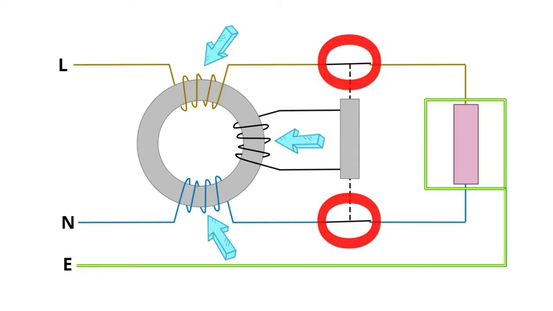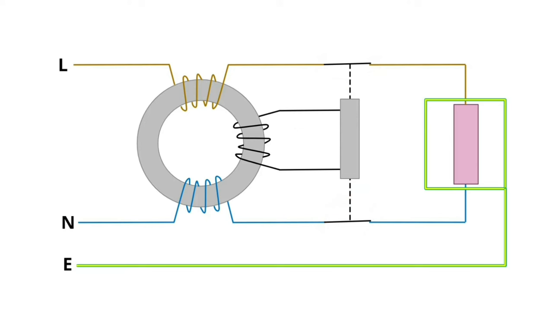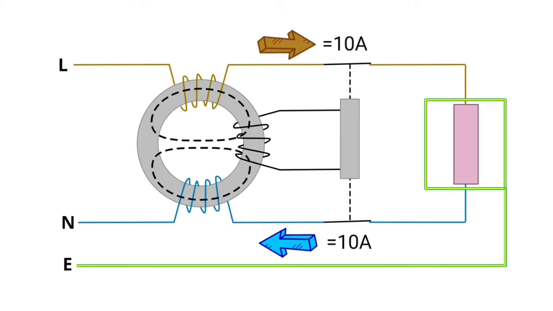Now, when the circuit is healthy, the current passes through the line and the same amount of current comes back down the neutral again. As the current passes through the coil around the core, it generates a magnetic field around the coil. But because the same amount of current is passing through the neutral coil at the bottom, a magnetic field is created around this coil that is equal but has an opposite direction to the magnetic field around the line conductor. Now, the upshot of this is that the two fields effectively cancel each other out.